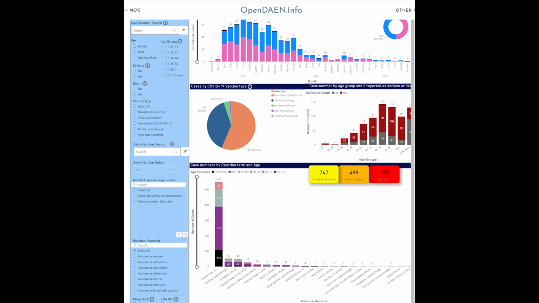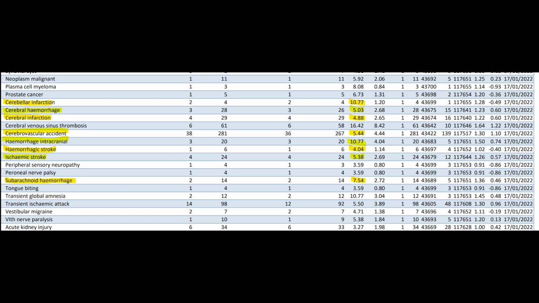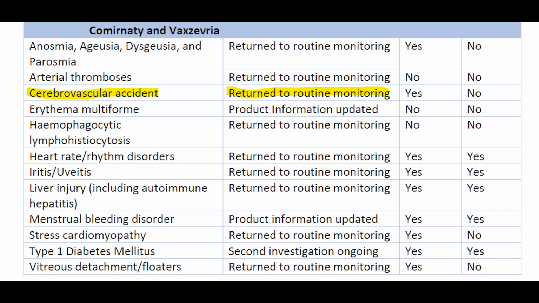and proportionality reporting ratios for ischemic and hemorrhagic strokes are shockingly high, and yet the TGA reports their safety signal evaluation has been completed and returned to routine monitoring. And again, the logic for this conclusion is undisclosed by the TGA. A similar theme follows for all of the signals.